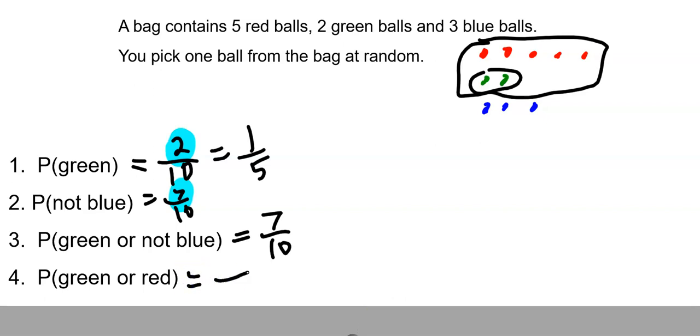So this one would be out of 10, green or red. That's a little bit more straightforward. So green, I'm happy with green. I'm happy with red. So any of those 7 I would be happy with, and that would be 7 out of 10.